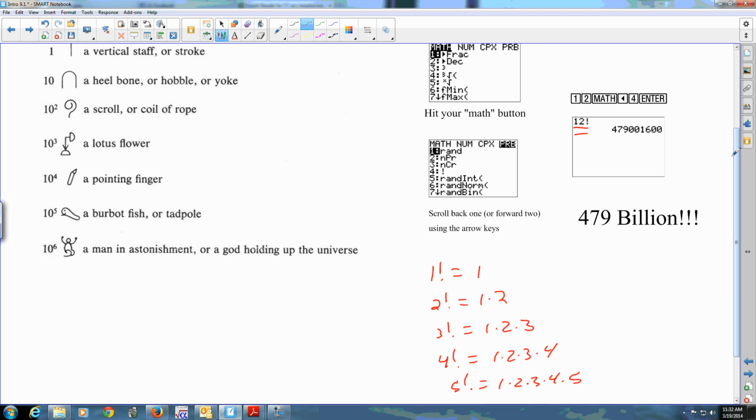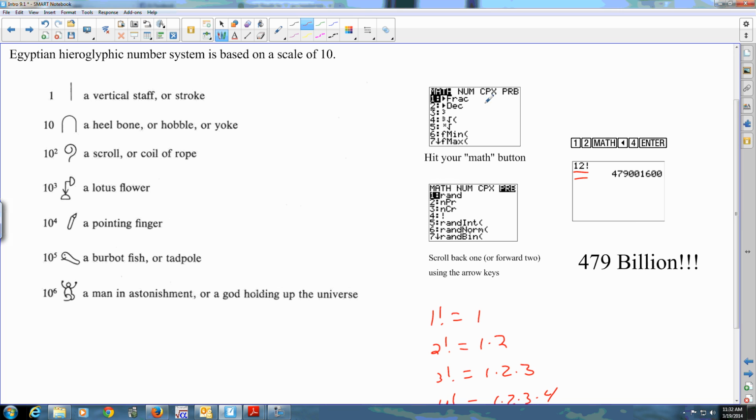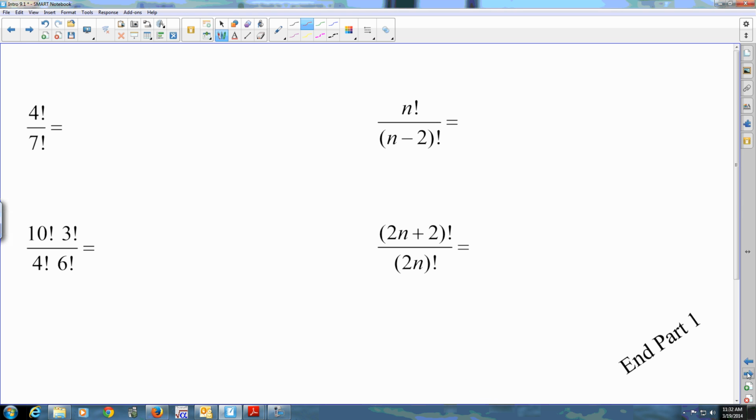To get the factorial button, you can follow the steps here. You hit math, go backwards to probability, and then choose option 4, and that gives you the exclamation point. Obviously you have to type the number in first, but what I want you to see is factorials make huge numbers. 12 factorial is about 479 billion. Huge numbers. Okay?